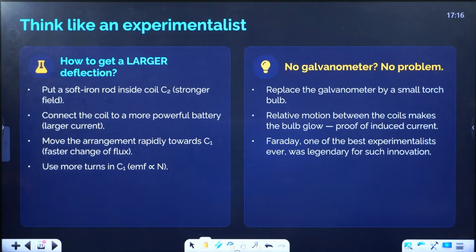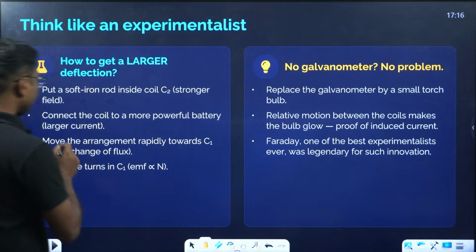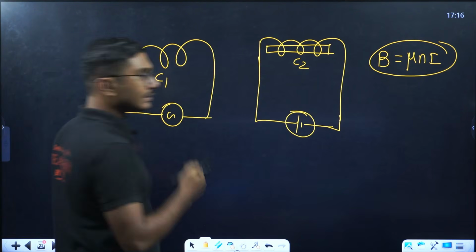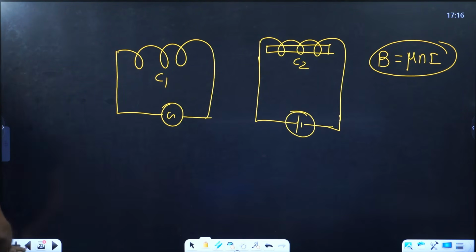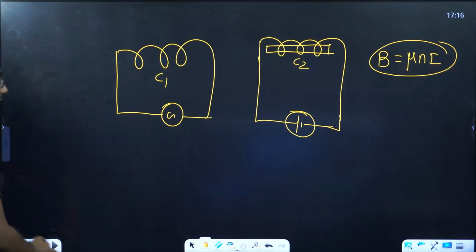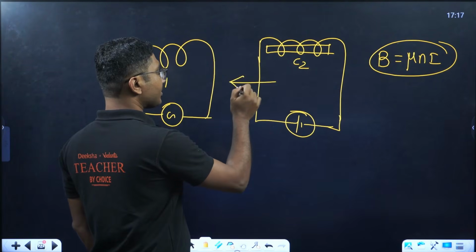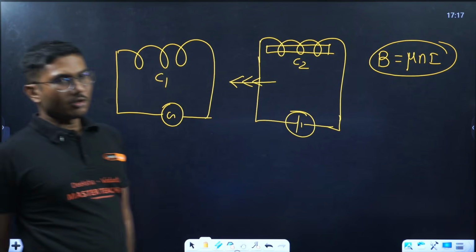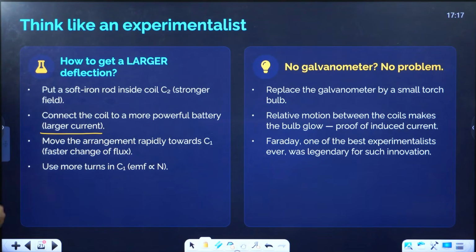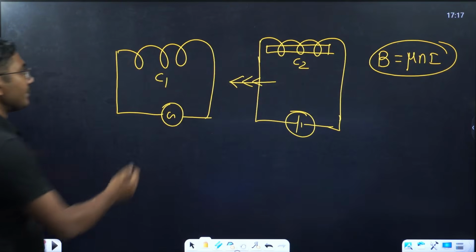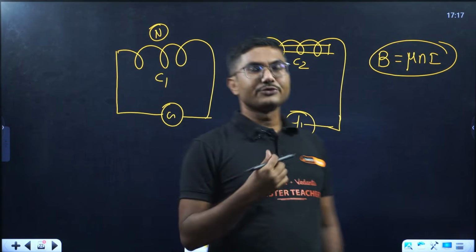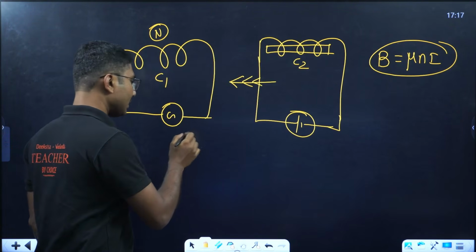Connect the coil to a more powerful battery, that is, increase the voltage of the battery, and you get higher deflection. Secondly, move the arrangement rapidly towards C1. If you are moving this very fast, then also the deflection increases. Use more turns in C1. If you increase the number of turns over here, then also the induced EMF increases. That gives you larger deflection.